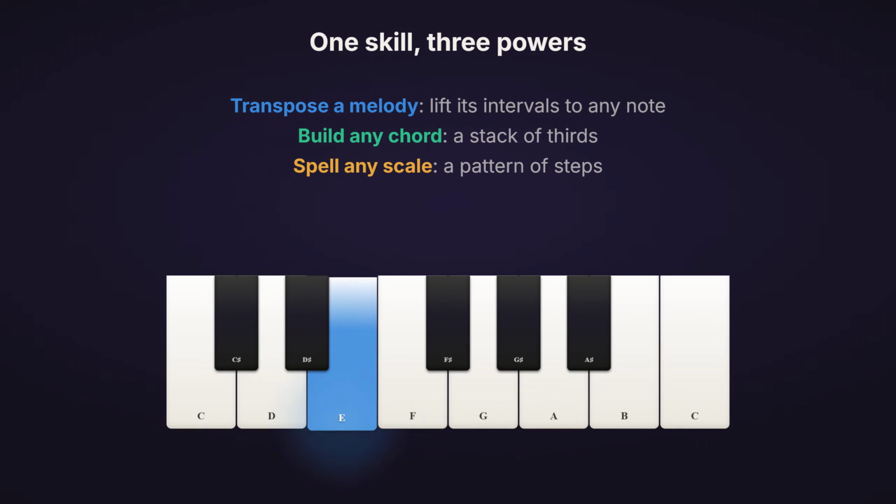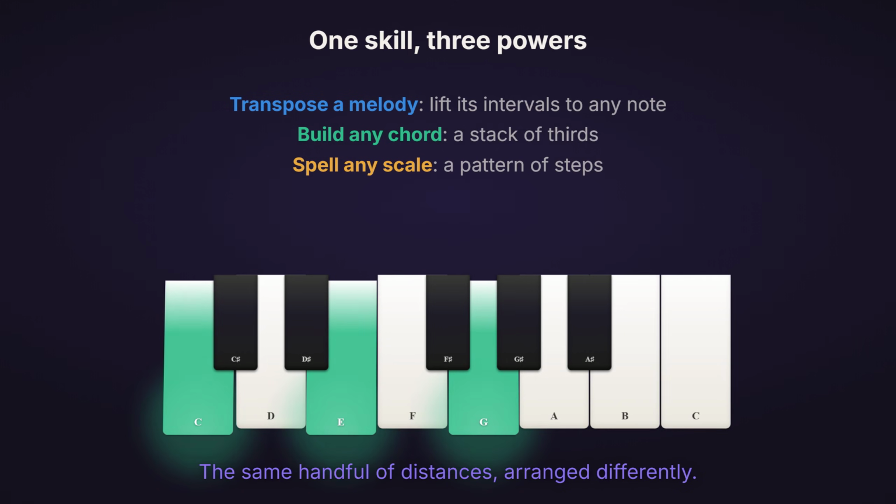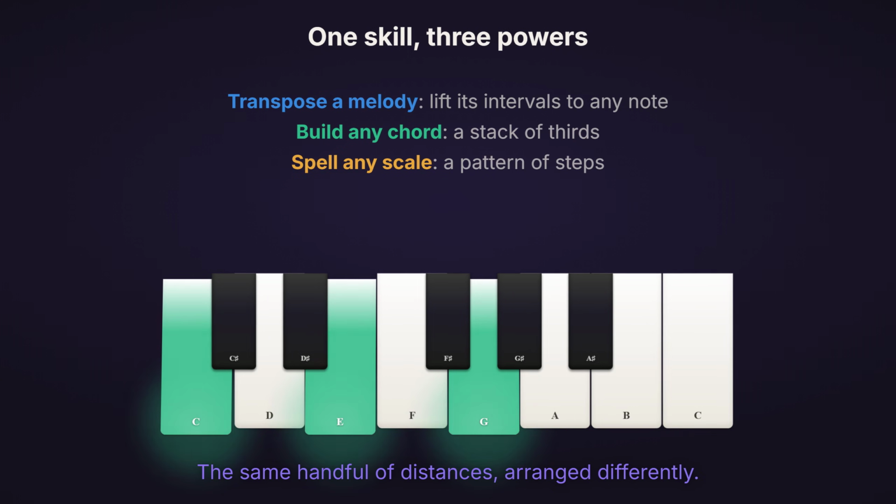Take a short tune, move it to a new key, then harmonize it with the triads drawn from the scale, and every single thing happening on the keyboard, the melody, the key change, the chords, is the same handful of distances, just arranged differently. There is no separate set of facts for chords, another for scales, and a third for melodies. It is all one toolkit.